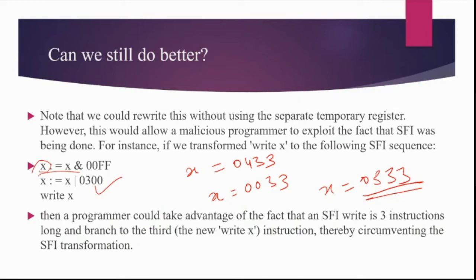Now, the problem is, if we use this particular method, the value of x is something which is given by the programmer or the untrusted code. So the untrusted code can do anything with that.